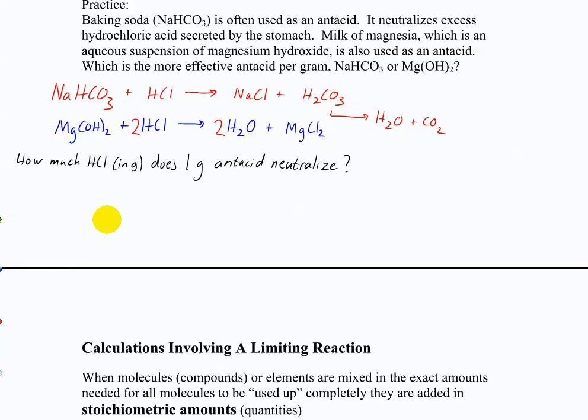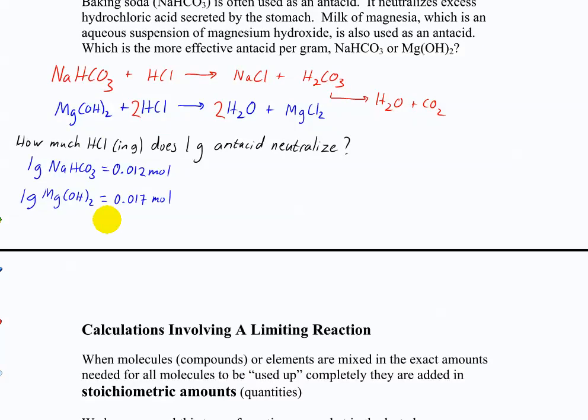So see now if you can figure that out, and then we'll do it together. How much HCl in grams does 1 gram of antacid neutralize? So you need to convert the grams of antacid to moles, do the mole ratio with HCl, and then convert to grams of HCl. Don't worry, we'll do plenty more examples, but start with this one.